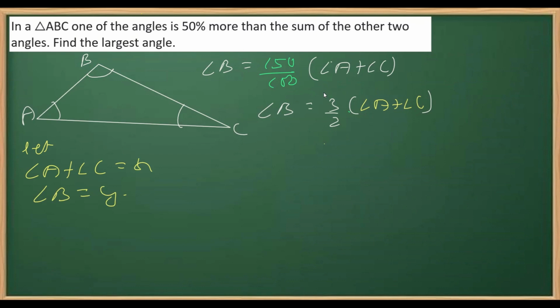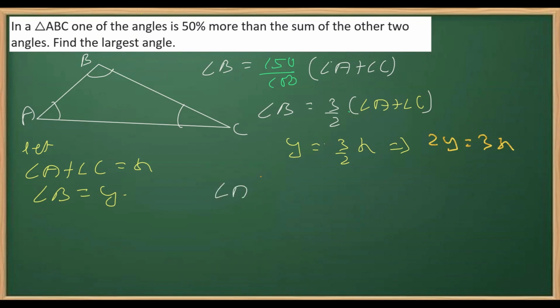Now we have got a relation. The first relation we got from here is Y is equal to 3 over 2 times X. On transposing, 2y is equal to 3x. I take this as the first equation. All right. The second relation is that the sum of three angles of a triangle is 180 degrees. So that's what I'm going to apply.